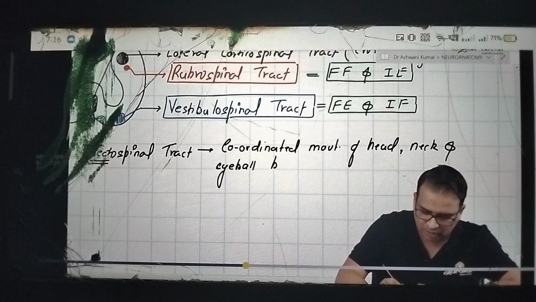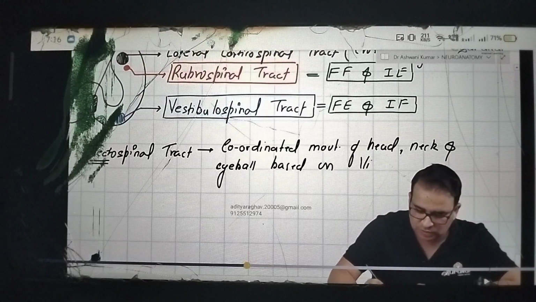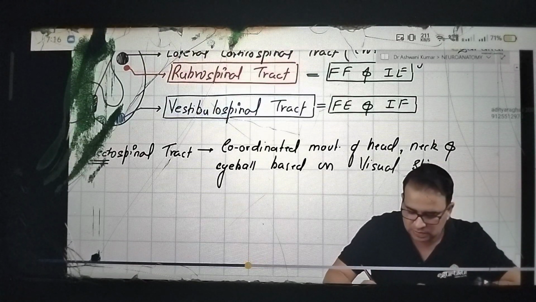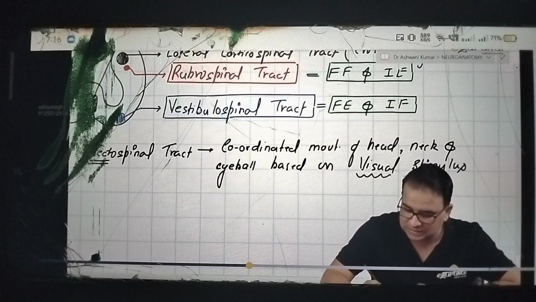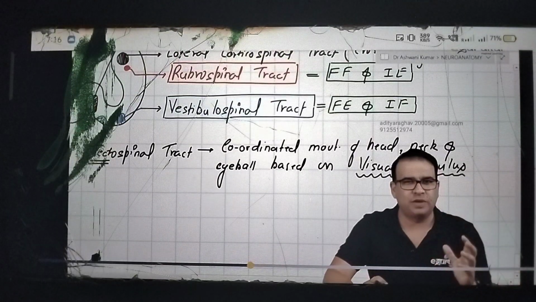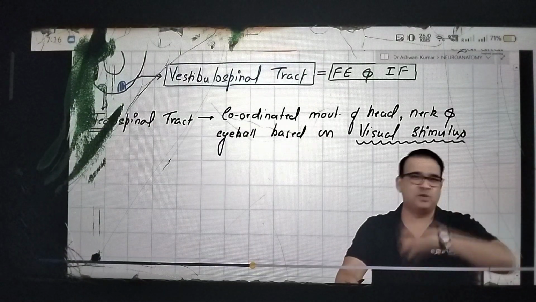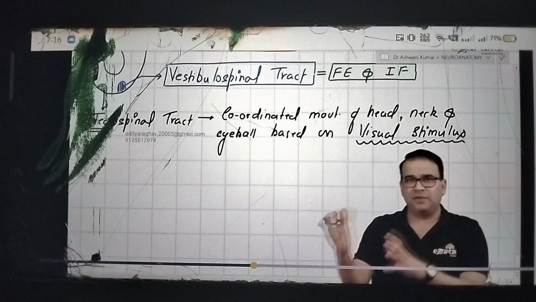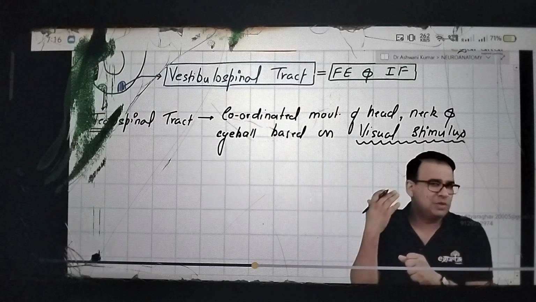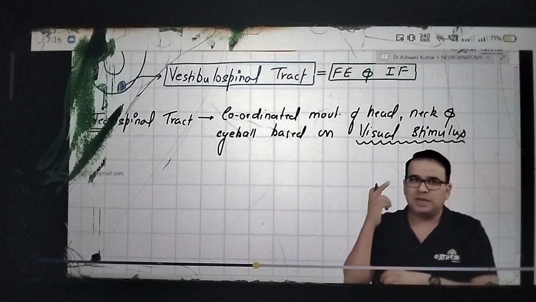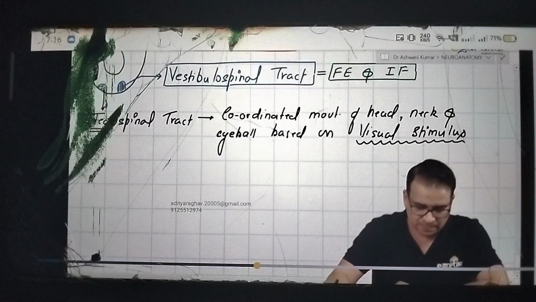Head, neck, and eyeball movement based on, that's important, what stimulus? Based on the visual stimulus. Because we will be discussing a tract which has a similar sort of function, but based on the auditory stimulus. That is the MLF, medial longitudinal fasciculus, which we have in the brainstem, and that will work in a different way. It works based on the auditory stimulus: you get an auditory stimulus from one side, and then you turn your head, neck and eyeball to that side. This one is about the visual stimulus.